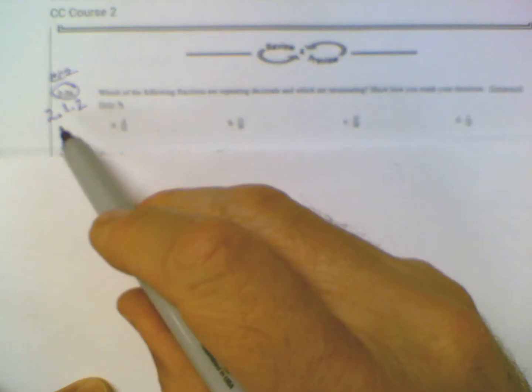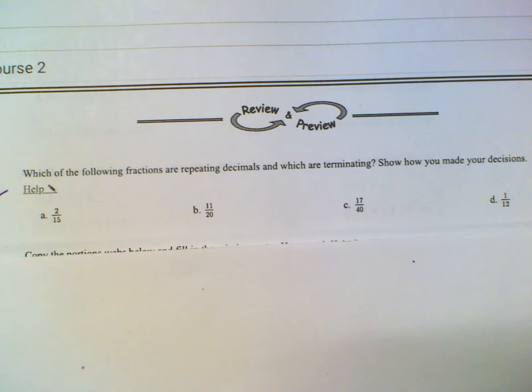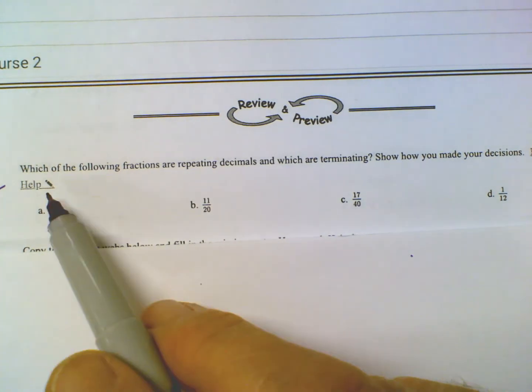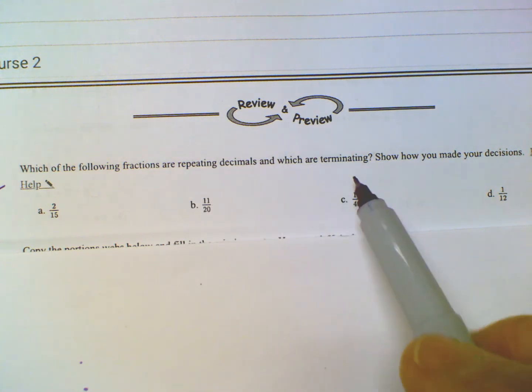All right, so this is CC2, section 2.1.2, number 2-26. This is a question that's asking us: which of the following fractions are repeating decimals and which are terminating? Show how you made your decisions.